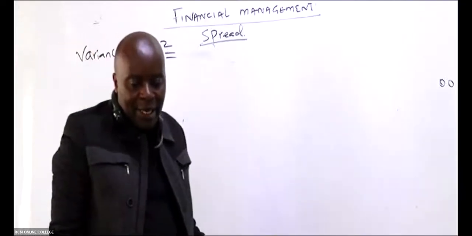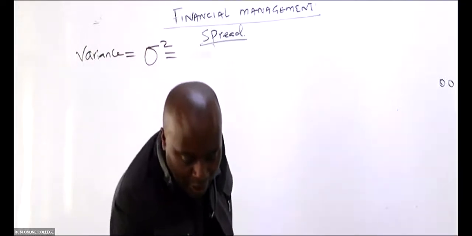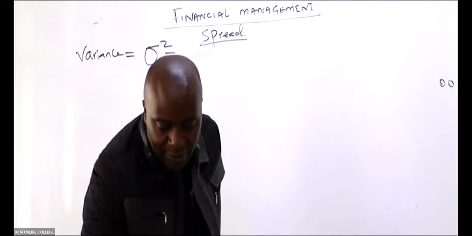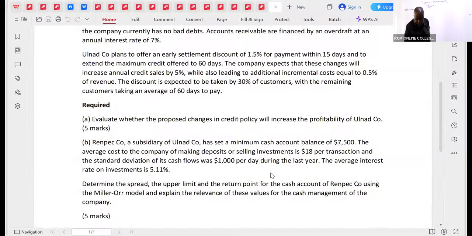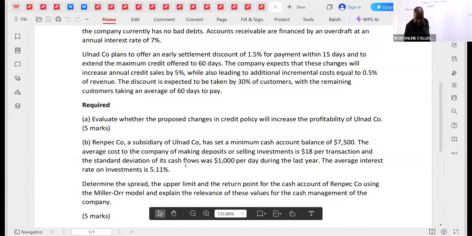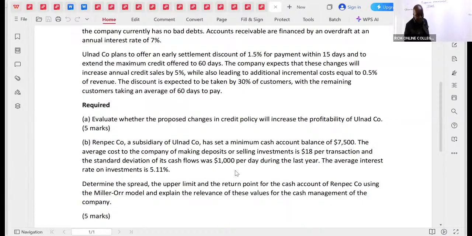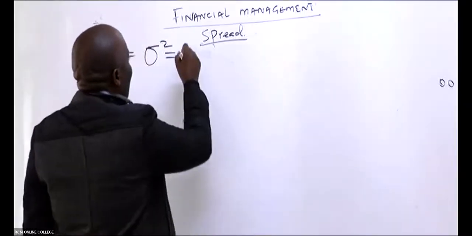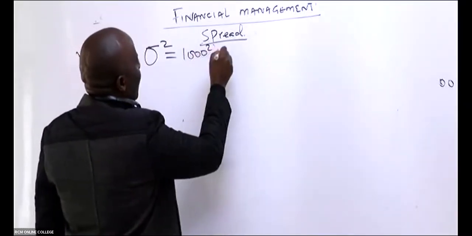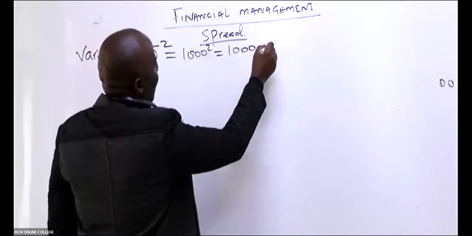So has this examiner given us any standard deviation there? Oh yes, he has given us. Let me just share this on my screen. You can see here, they have told me the standard deviation of its cash flows is 1,000 per day. Remember, it must be daily. So then the variance will be 1,000 squared, which gives us 1 million.